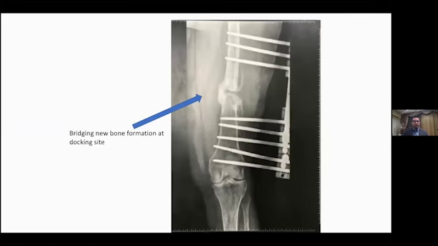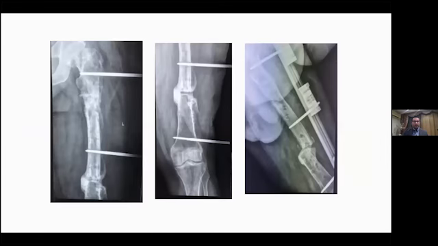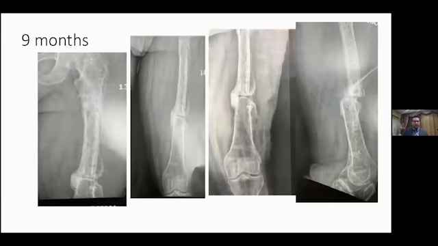This X-ray shows the bridging callus formation at the docking site. Then gradual removal of the chance pins was done to complete the dynamization. And these are the X-rays after 9 months with full removal of the LRS fixator and union at the docking site with no recurrence of the infection.